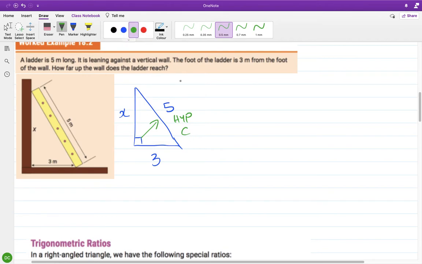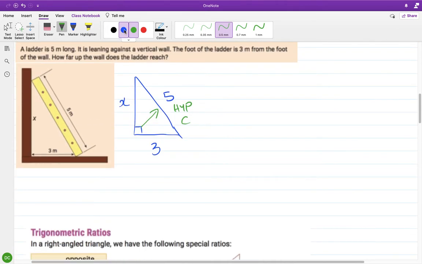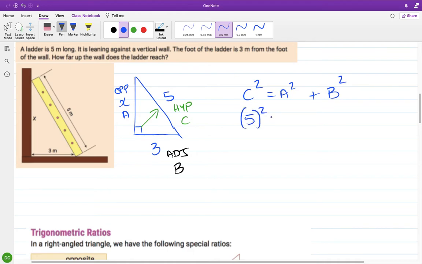Again, it doesn't matter which one is which, so I'm going to call this the opposite, which according to the table book is A, and that makes the 3 the adjacent, which is B. Okay, so we go C squared equals A squared plus B squared. Now this time we know C, so it's 5 squared. A we don't know, A is x, so x squared plus B is 3 squared. So 25 for 5 squared, x squared is x squared, and this is 9.